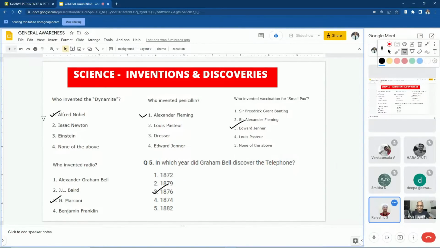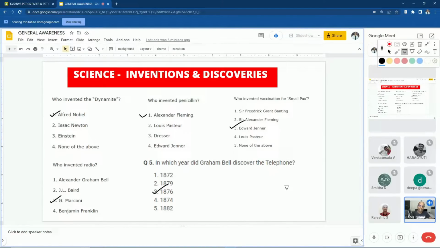Right, fine. So let us revise once again without any confusion, so that if there is any kind of mistake from my side, we can rectify. So dynamite was invented by Alfred Nobel, penicillin by Alexander Fleming, the smallpox vaccine by Edward Jenner, and radio by G. Marconi. And in which year did Graham Bell discover the telephone? It is 1876.